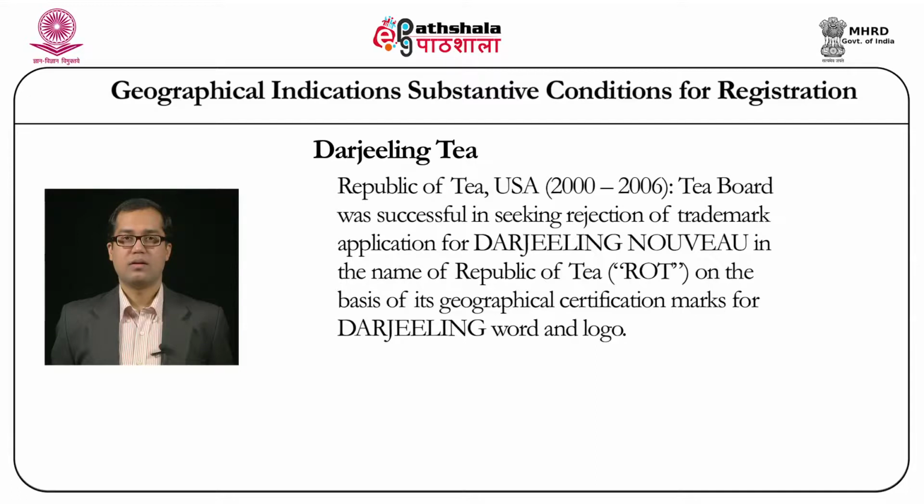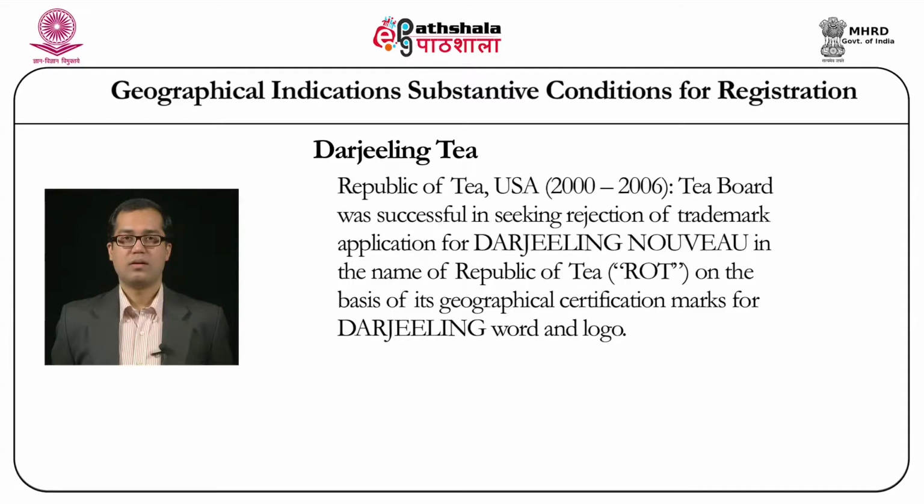Republic of Tea, USA, 2000 to 2006. Tea Board was successful in seeking rejection of a trademark application for Darjeeling Nouveau in the name of Republic of Tea on the basis of its geographical certification marks for Darjeeling word and logo. The opposition had been filed by the Tea Board before the Trademark Trial and Appeal Board, which has not only upheld Tea Board's opposition but also denied Republic of Tea's counterclaim for cancellation of the Darjeeling certification mark on grounds of genericness.